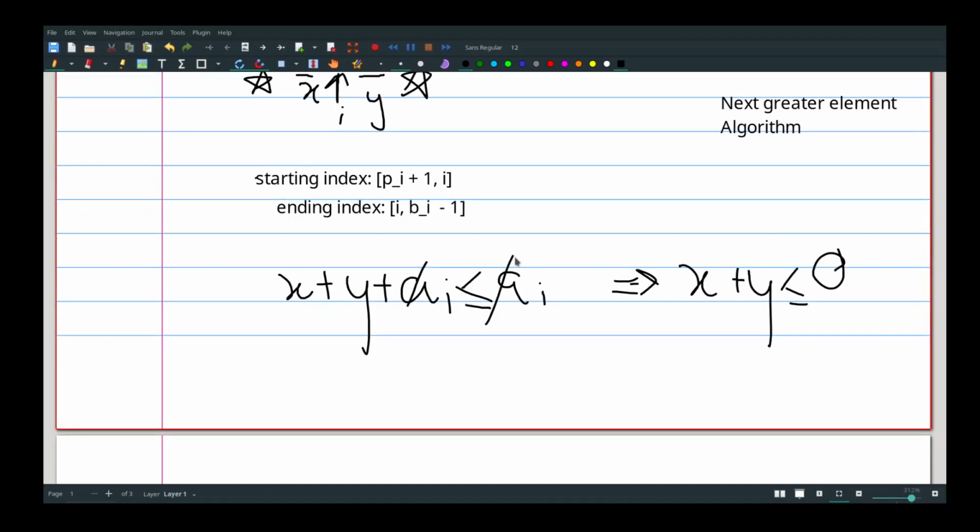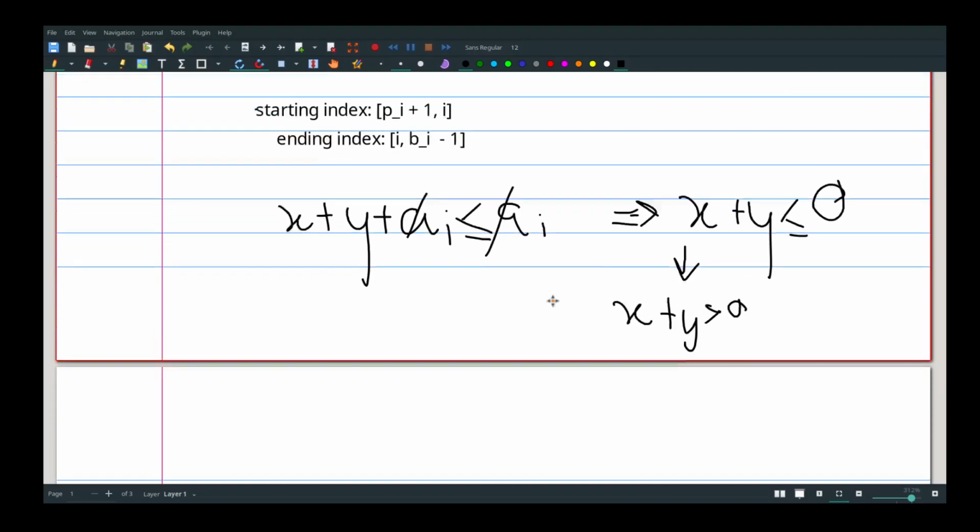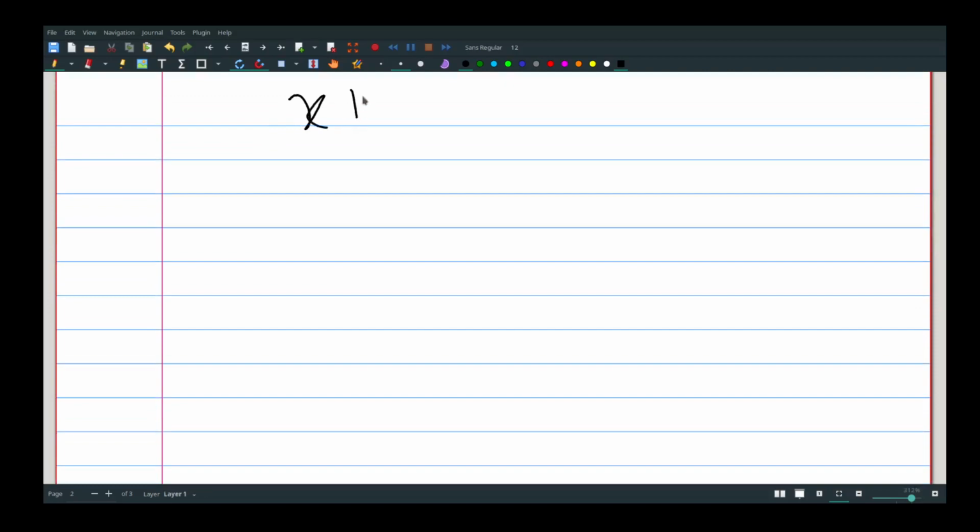But this is for verifying that the inequality holds for every single subarray. So we could instead check for the opposite inequality, and if it holds for any subarray, then we know for a fact that we have to output no. Now when does this inequality hold? Since we have two parts and the sum has to be greater than 0, it implies that at least one of them has to be greater than 0. That means either x is greater than 0 or y is greater than 0.